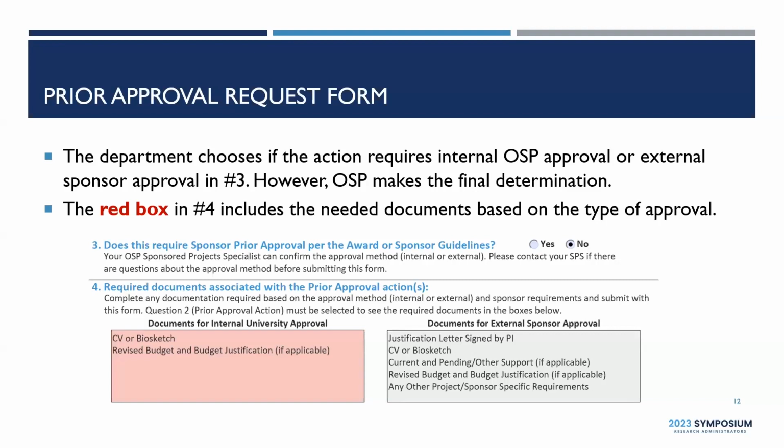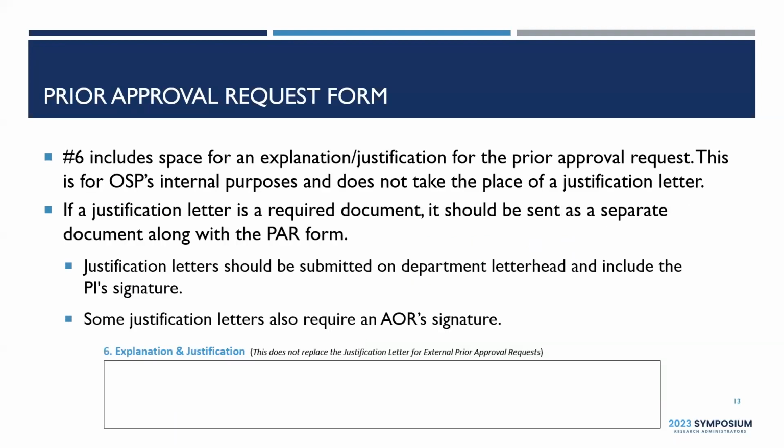That can be a little tricky to figure out what box you're supposed to actually be following. And then also on the PAR form, just to call it out, number 6 is just a quick space for a justification. This doesn't take the place of a justification letter. It's for internal purposes. So we do ask that you fill out that box on the PAR form as well.